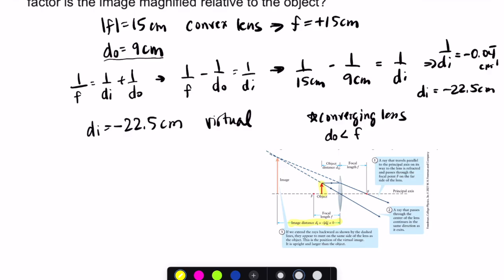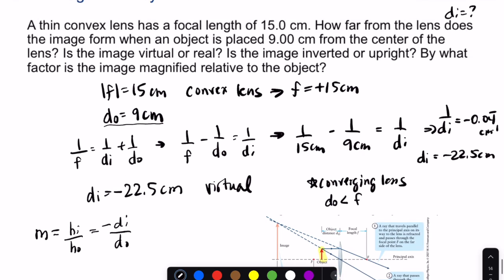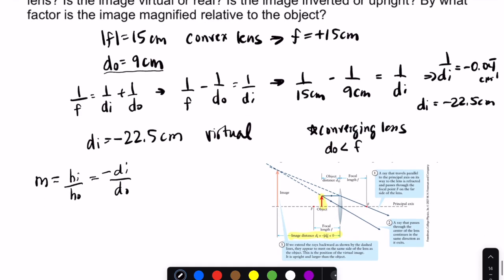And is the image upright or inverted? Well, according to this picture, it's upright, but let's verify that with the math. To verify its uprightness, we are going to relate the image height. Well, I guess we're going to need to find the image height, don't we? We're going to find the magnification. Let's just write this down. hi over ho equals negative di over do. Well, we have di and do. We don't know the h's, do we? We don't know anything about the height. So we don't need to in order to know if it's upright or not.